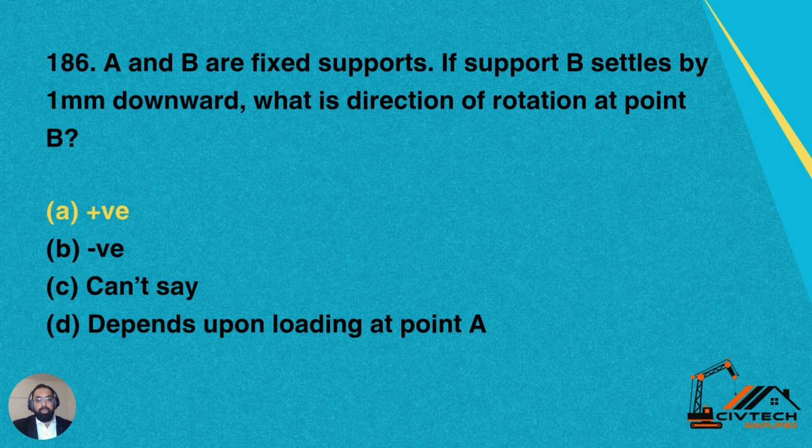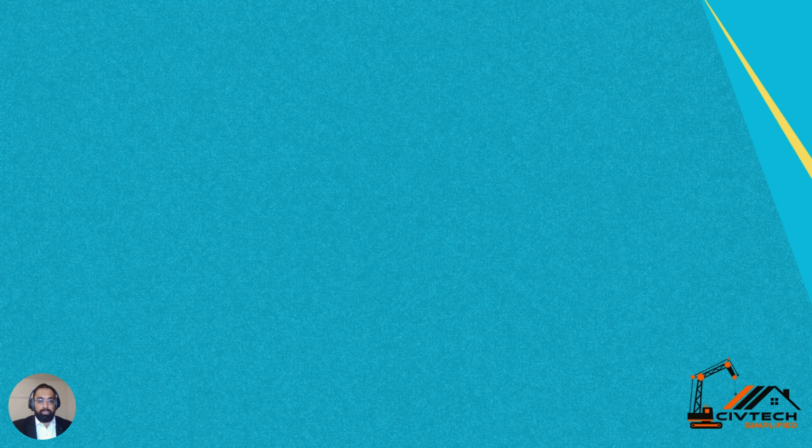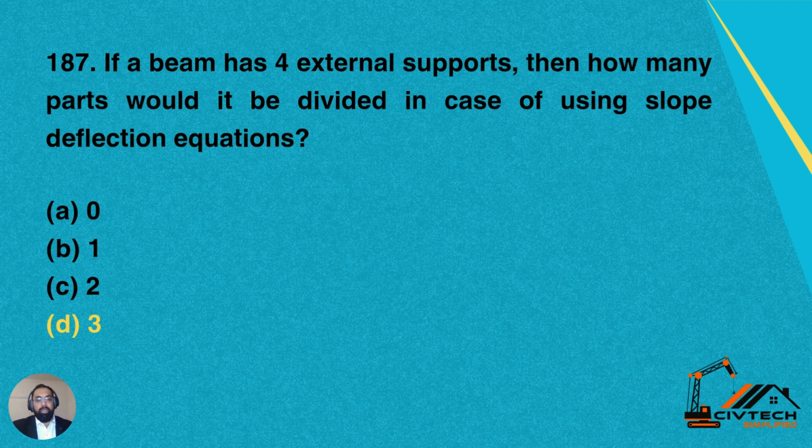Question 186. A and B are fixed supports. If support B settles 1 mm downward, what is the direction of rotation at point B? Option A is positive, option B is negative, option C can't say, option D depends upon loading at point A. So in case of fixed supports A and B, if B settles downward, then the direction of rotation at the same point is also positive. A is the correct answer for this question.